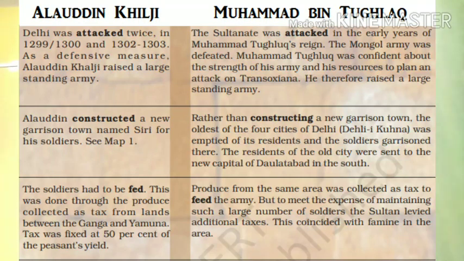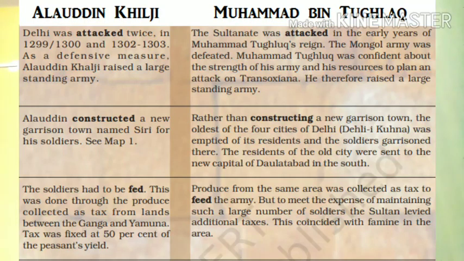Now, under Muhammad bin Tughlaq, produce from the same area was collected as tax to feed the army. But to meet the expense of maintaining such a large army, the Sultan levied additional taxes. Now, this coincided with famine in the area.